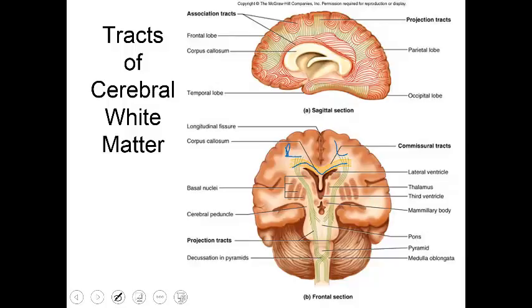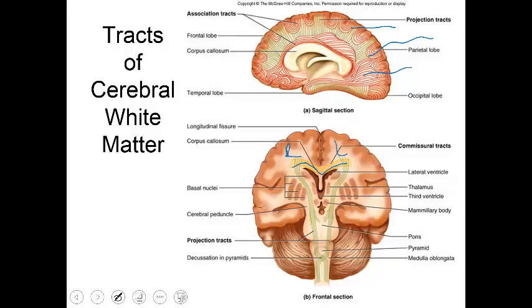Commissural tracts are tracts that travel through the corpus callosum, and they connect the right hemisphere to the left hemisphere. Now, you can have tracts that stay within the same hemisphere. So they connect different areas within the same hemisphere. The ones up here in the red, all of these red tracts, are called association tracts. Association tracts connect one area from one hemisphere to another area from the same hemisphere. So left to left, right to right.